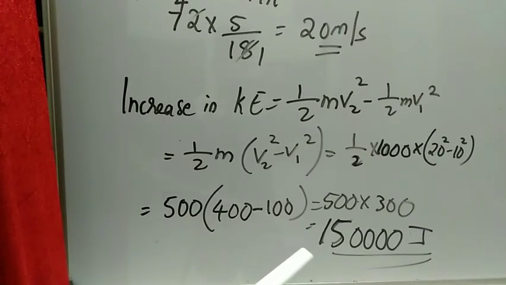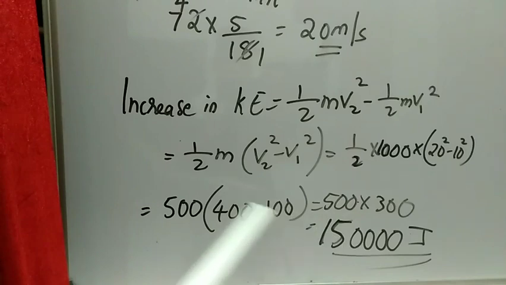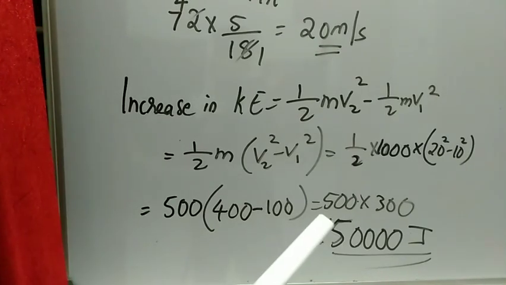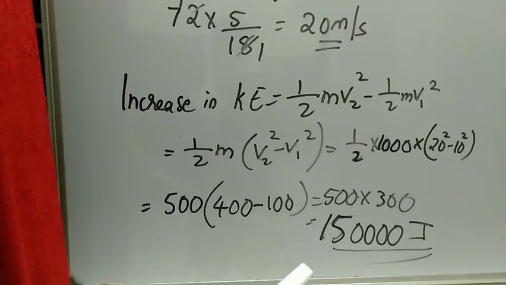That means here we are finding how much increase in energy takes place. The increase in kinetic energy is 1,50,000 joule. In the textbook it is given as 1.5 into 10 raised to 5. Either you can write it as a power of 10 or you can write the same value 1,50,000 joule.